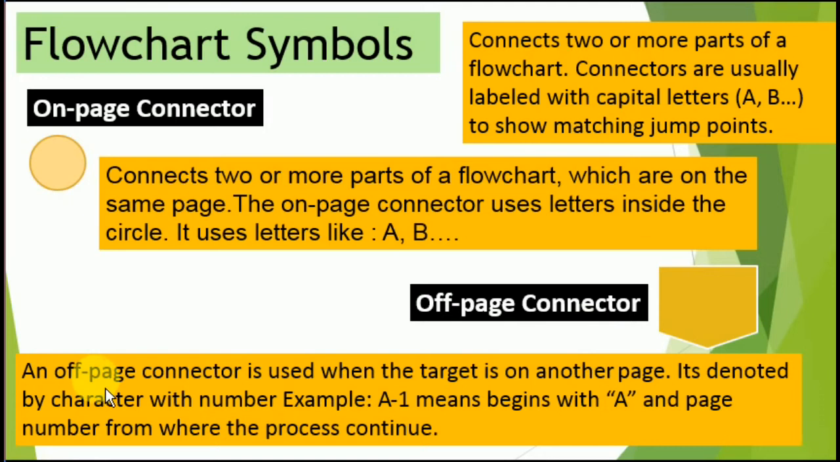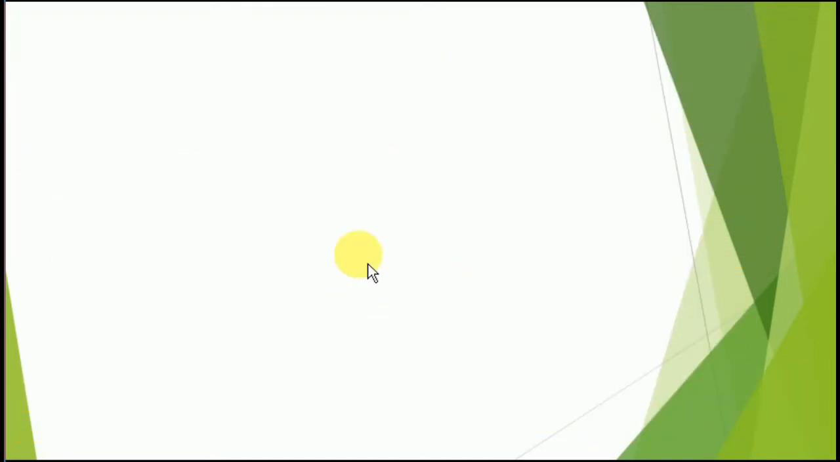An off page connector is used when the target is on another page. It means if you have drawn a flowchart and the first page is finished, now you move to the second page, so you have to use the off page connector. It is denoted by a character with a number, A1, meaning A and the page number from where the process continues. But the on page connector is used in the same page. I'm going to show you the example also.